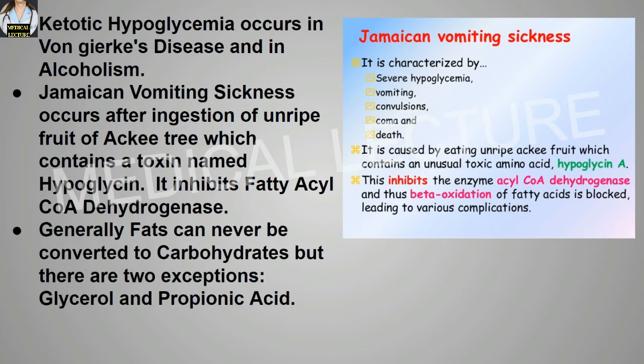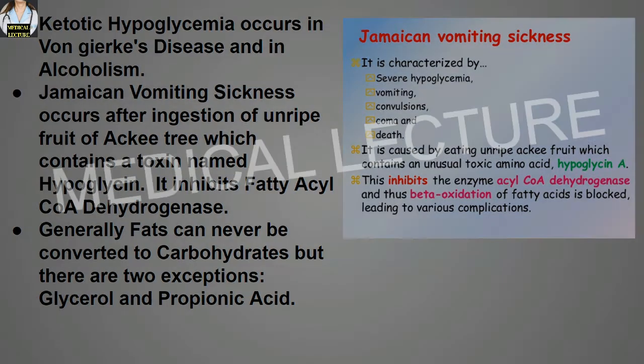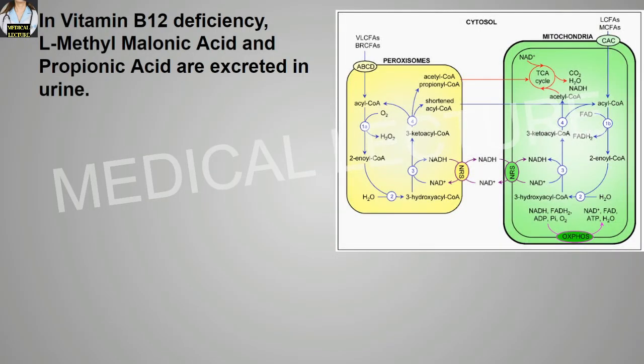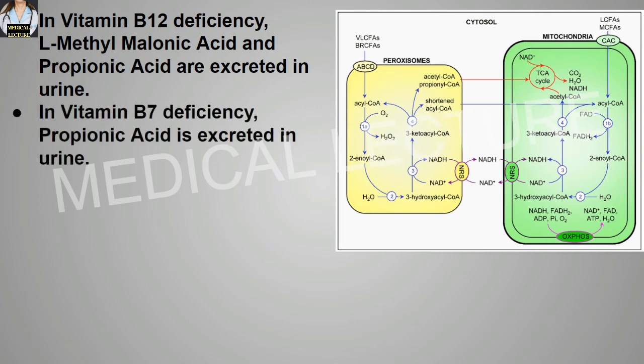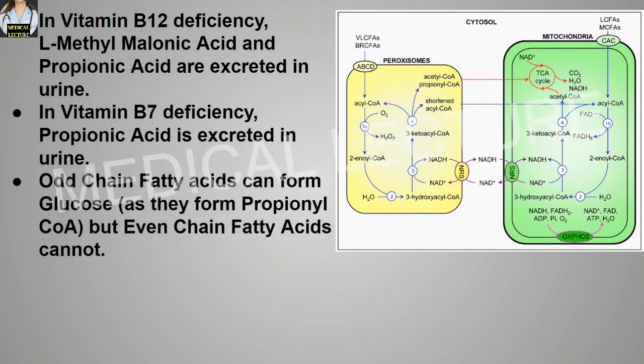Generally, fats can never be converted to carbohydrate, but there are 2 exceptions, that is glycerol and propionic acid. In vitamin B12 deficiency, L-methylmalonic acid and propionic acid are excreted in the urine. In vitamin B7 deficiency, propionic acid is excreted in the urine. Odd chain fatty acids can form glucose because they form propionyl-CoA, but even chain fatty acids cannot.